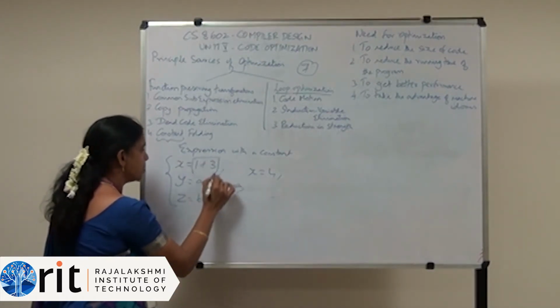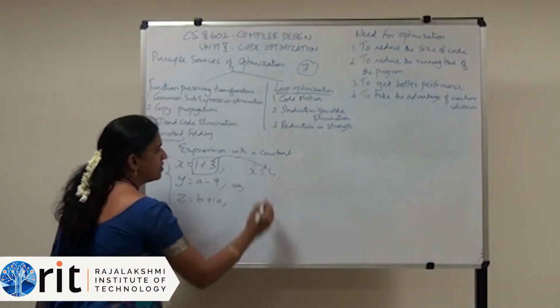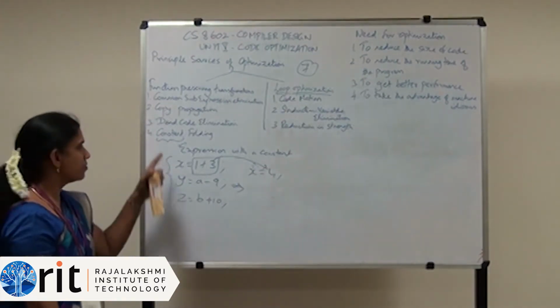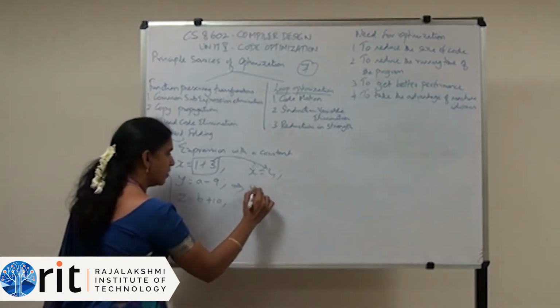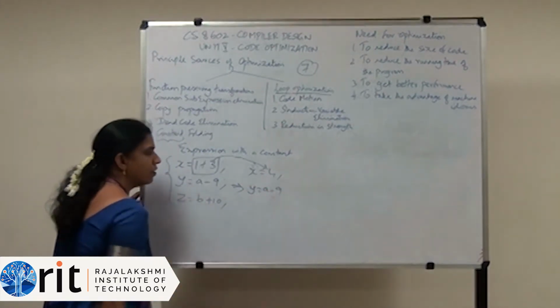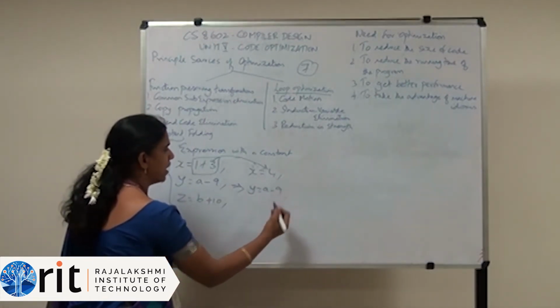So this expression is replaced with a particular constant. That method is called the constant folding method. But these two statements I can't change. Y equal to A minus 9, where A can be any variable, you have to subtract from 9 later.